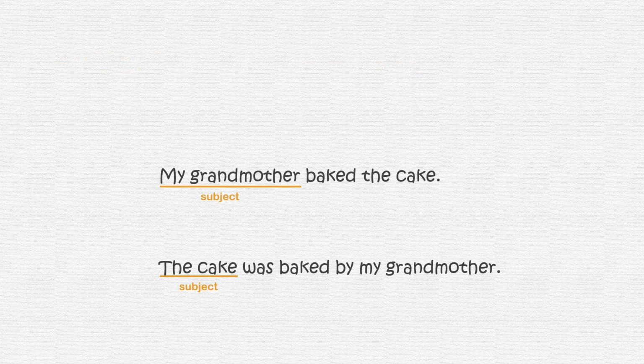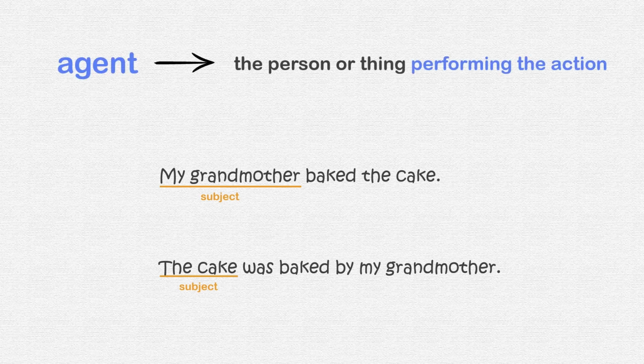Now we know what the subject is, let's move on to the agent. The agent of the sentence is the person or thing that performs the action. Think of the agent as the actor in a sentence. In our first sentence, the agent is my grandmother, because she is performing the action. She's baking. In our second sentence, the agent is also my grandmother, because again, she's doing the baking.